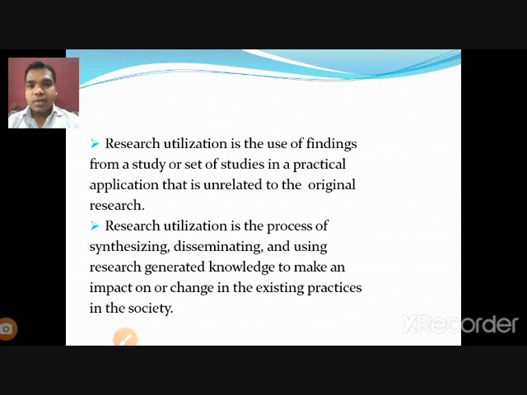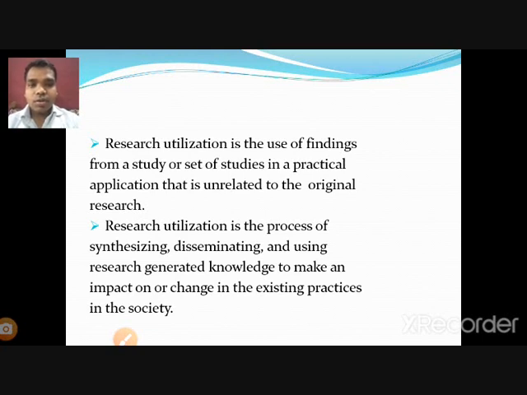That means research utilization is when we use the research to gain some study knowledge or to grasp the knowledge from the study. We have to use various tools to find and to study the evaluation of the research. So when we use the findings from a study or set of studies in a practical form, it is called research utilization.